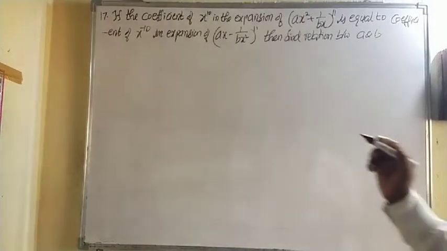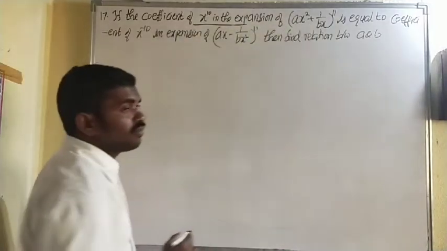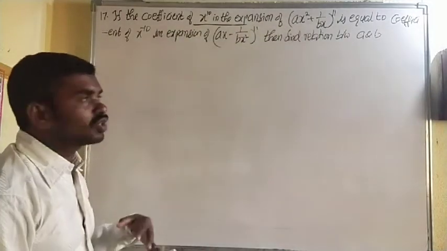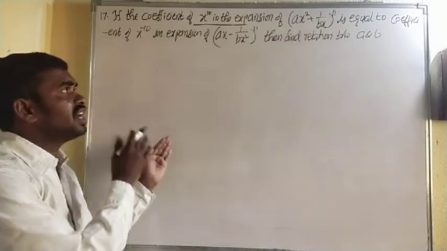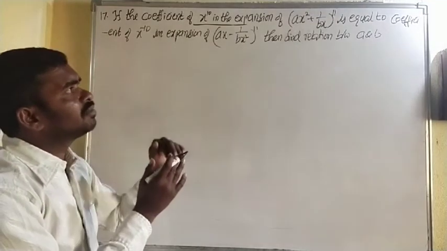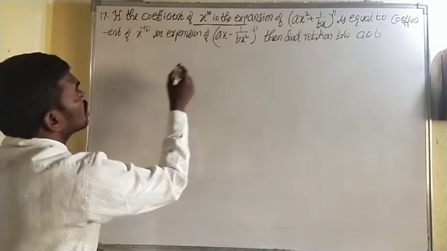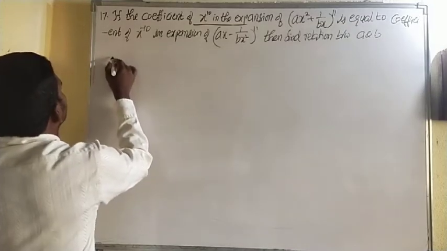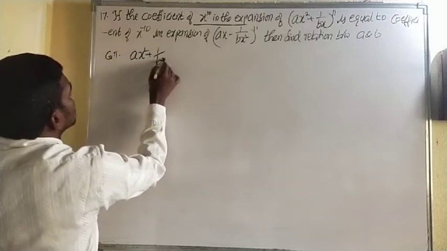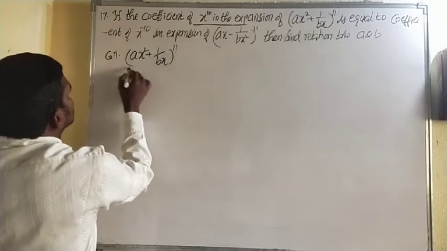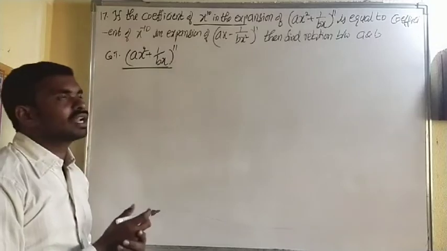Very simple. First we should find the coefficient of x^10 in the first expansion. Similarly, we can find the coefficient of x^-10 in the second expression. After finding these two coefficients, equate them and simplify, and we can get the relation. Okay, first, what is the given condition? The first term is given as (ax^2 + 1/(bx))^11. In this, n means 11, the whole power n means 11.